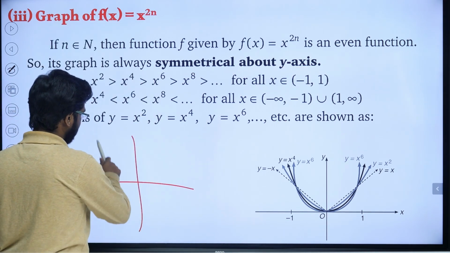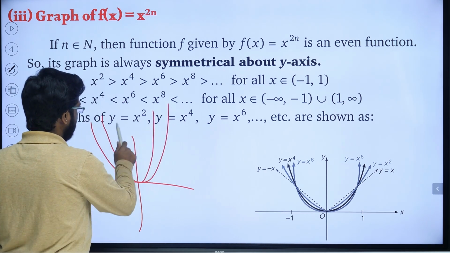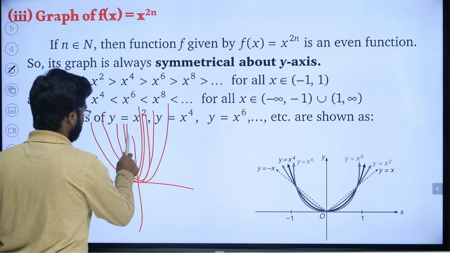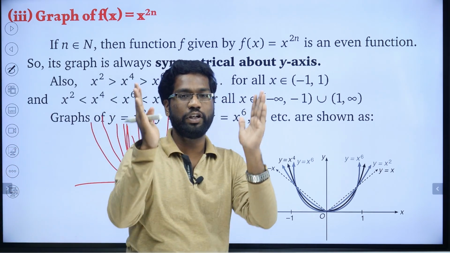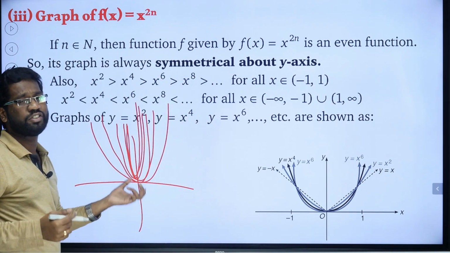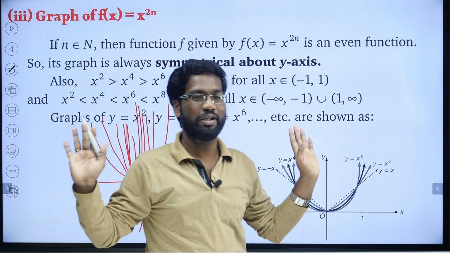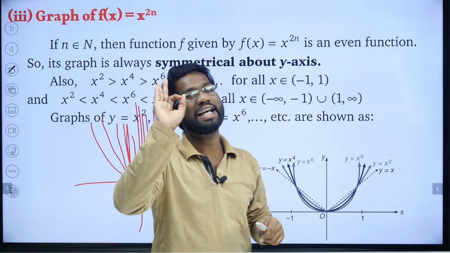The graph will be, my dear students, if x square is like this, means x power will be like this. That graph will be reduced, my dear students. That parabola size will be reduced. It will go like this. So this is how the graph is, my dear students. So whether it is wider or closer, that doesn't matter, my dear students. It satisfies all the properties what I said for x square.